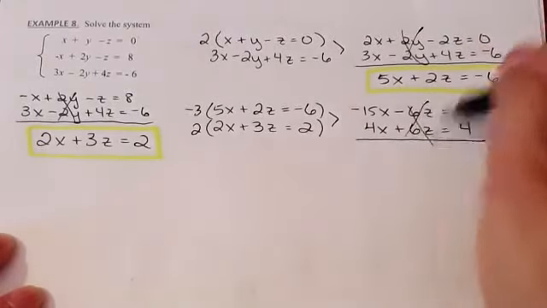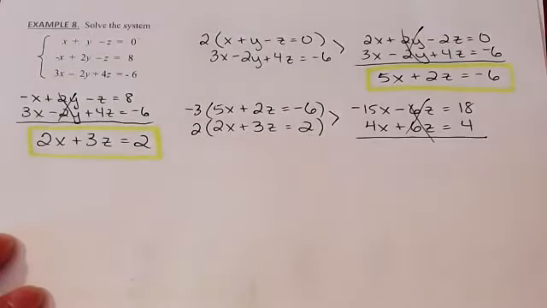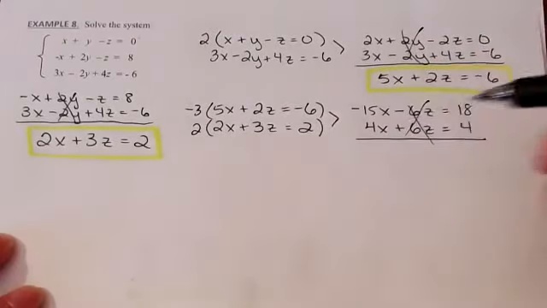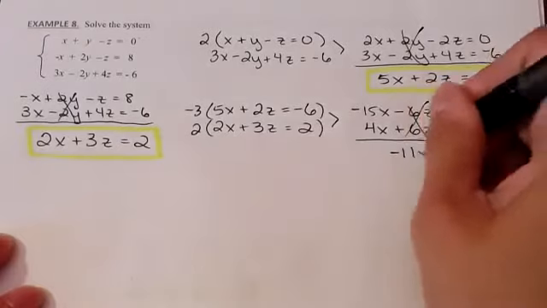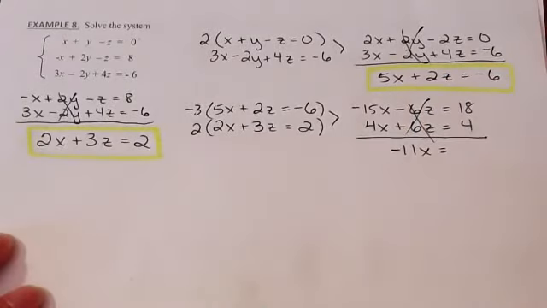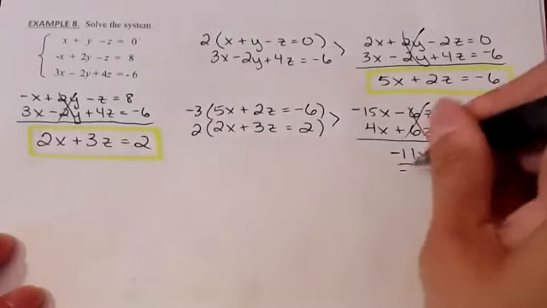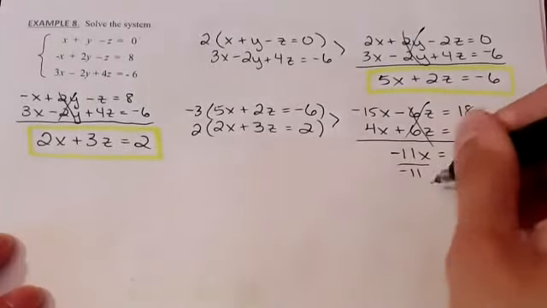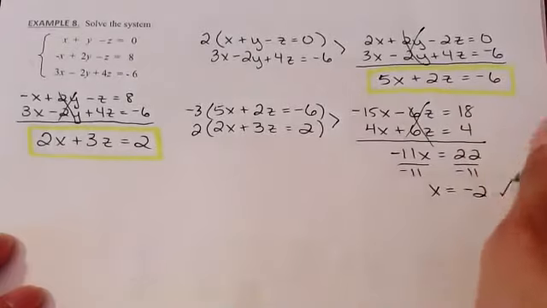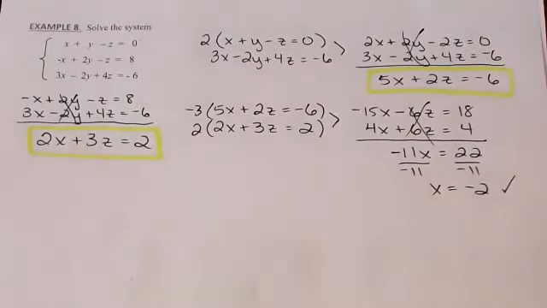Notice my z's cancel each other out, which is exactly what I was hoping for. Negative 15x plus 4x is negative 11x. And 18 and 4 make 22. So when you divide by -11, we get that x is equal to -2. And there's one of my solutions.